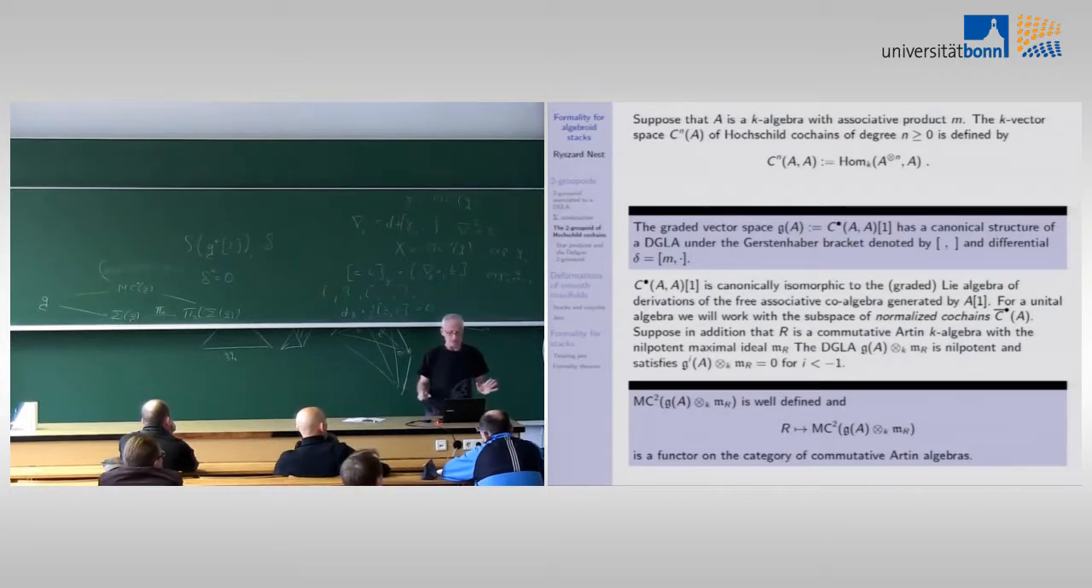Okay, examples. The first example, since my talk is about deformations, is of course Hochschild cochains. As usual, linear and multilinear maps from A to A are the n-Hochschild cochains. If we shift the degree by 1, then there is this Gerstenhaber bracket, which makes it into a differential graded Lie algebra. That's where we need to shift the degree by 1, and it will come again and again.